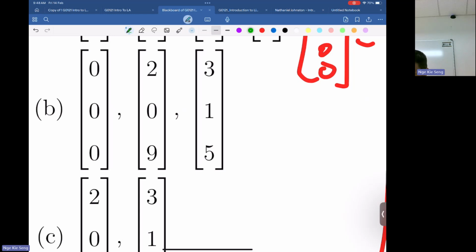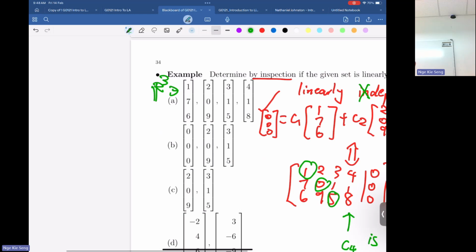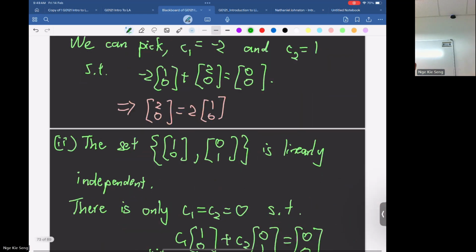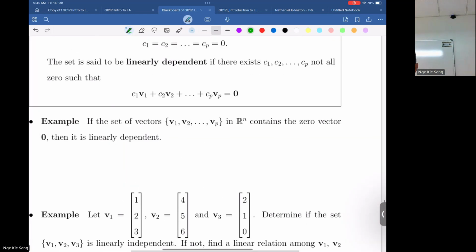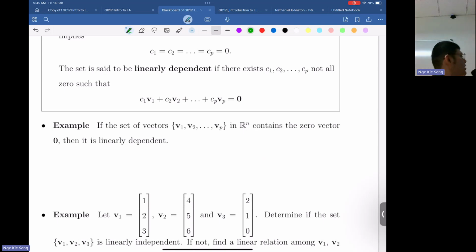So I think I need to produce something for you, right? Let's see how I'm going to convince you. So that's the statement here: if the set of vectors v1 up to vp contains the zero vector, then it is linearly dependent. Why? Why is it true?